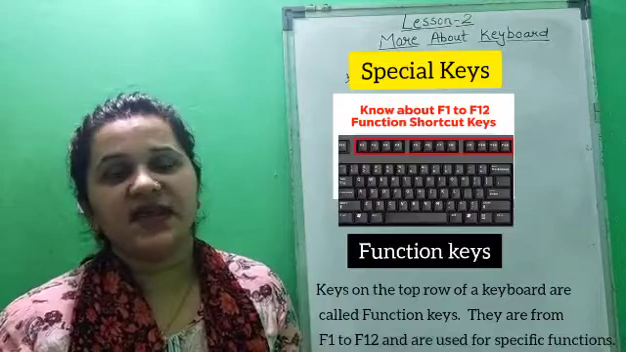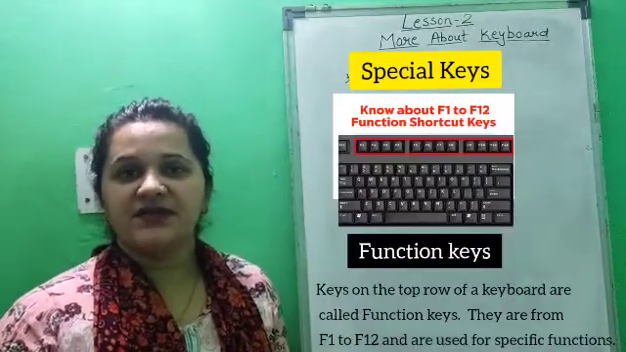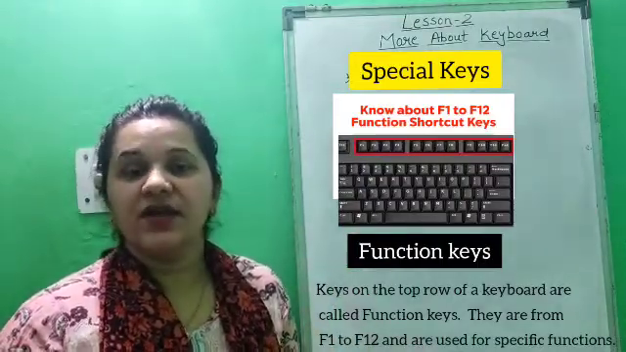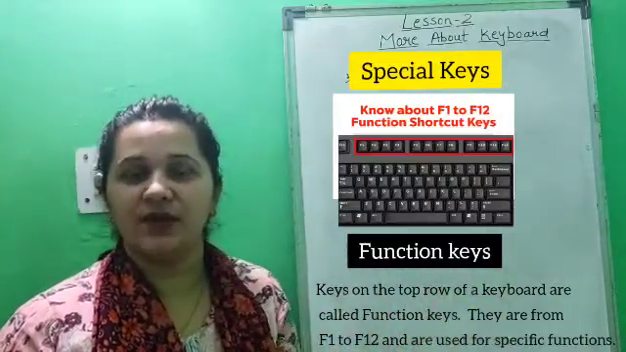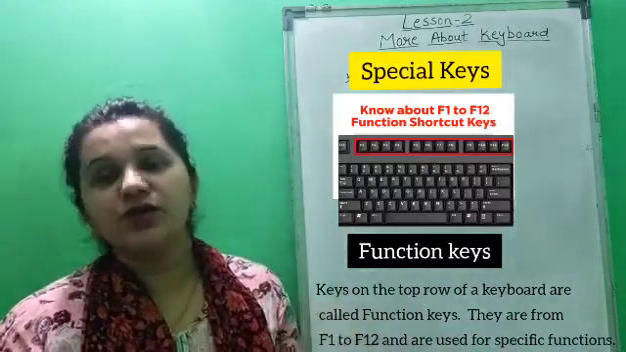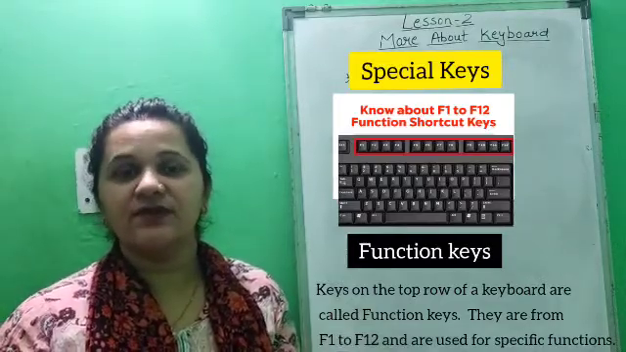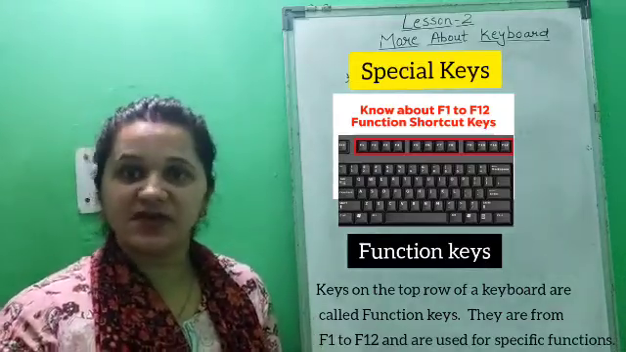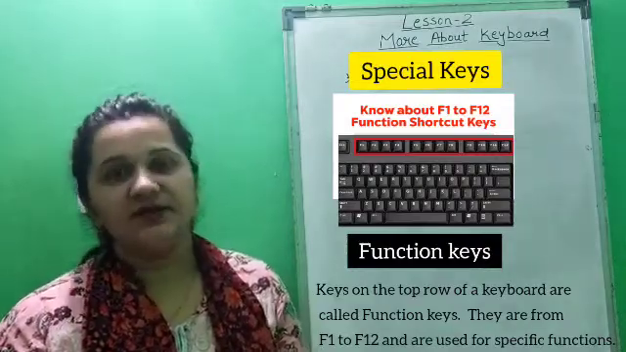Okay children, now the next type of keys are function keys. Yes children, they are present at the top row of the keyboard. Now these keys are marked from F1 to F12. There are 12 function keys present on the keyboard. They are also known as the shortcut keys. Yes children, we call them shortcut keys because they can perform various special functions. So these are also referred to as the shortcut keys.